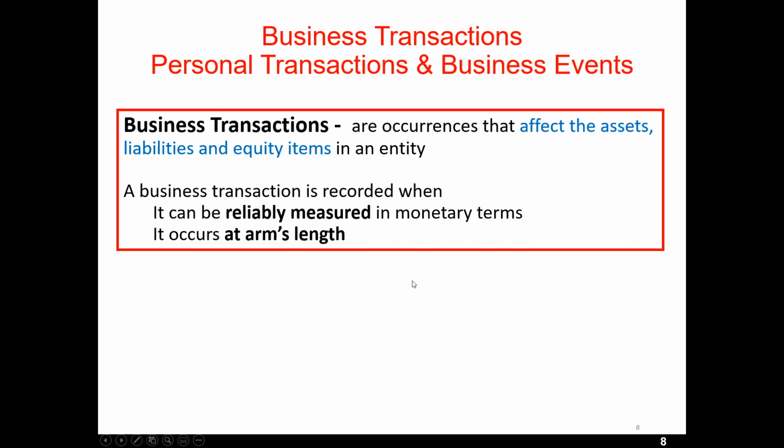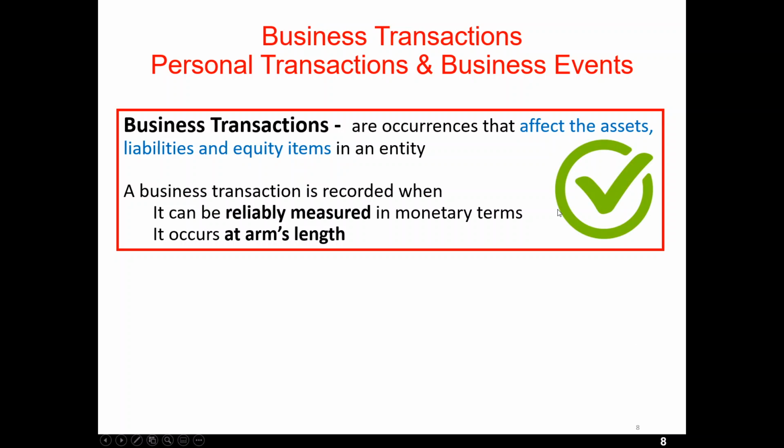Let's move to business transactions and non-business transactions that are important when recording business transactions in the accounting equation. Business transactions are occurrences that affect the assets, liabilities, and equity items in an entity. A business transaction is recorded when it can be reliably measured in dollars and it occurs at arm's length. That means neither party can influence or control the transaction. Both parties have equal bargaining positions. So the transaction is treated with fairness, integrity, and legality.